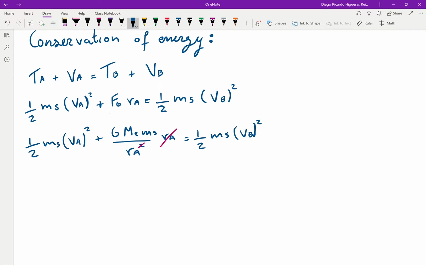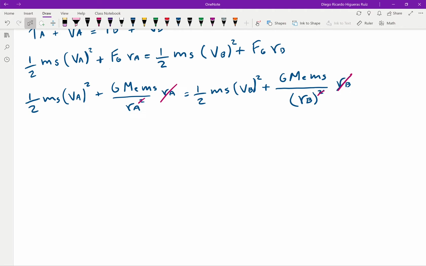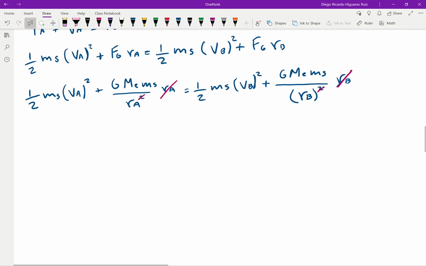I just noticed right here that I was missing my second term of potential energy. Similarly, my RB term is going to cancel out. Alright, okay. Now let's go ahead and try to solve this equation.